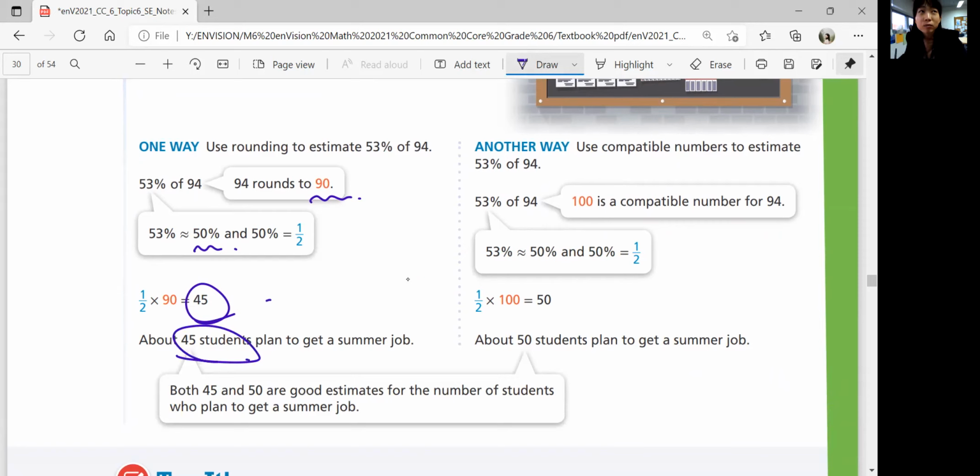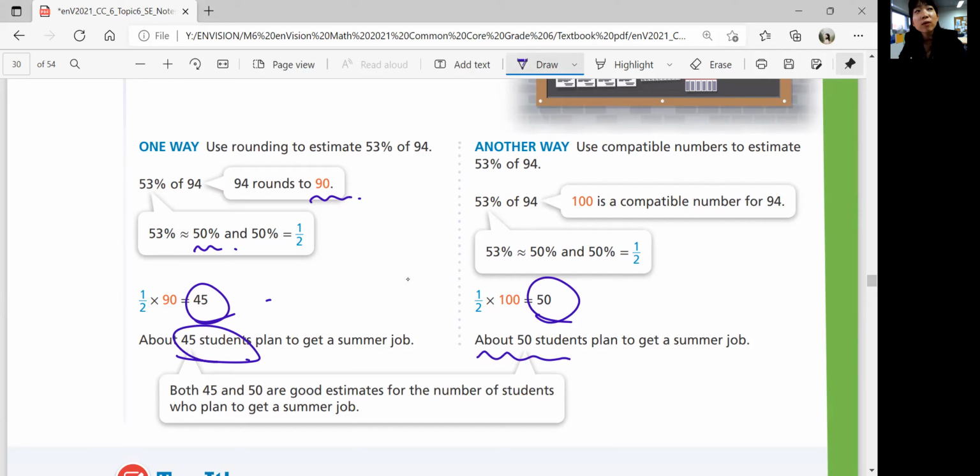Another way, you could also figure out numbers that are compatible. You can say 100 is a compatible number for 94. And 53% is about 50%, and 50% is half. So you can round up and estimate 1/2 of 100 and get 50. So you can say about 50 students plan to get a summer job.